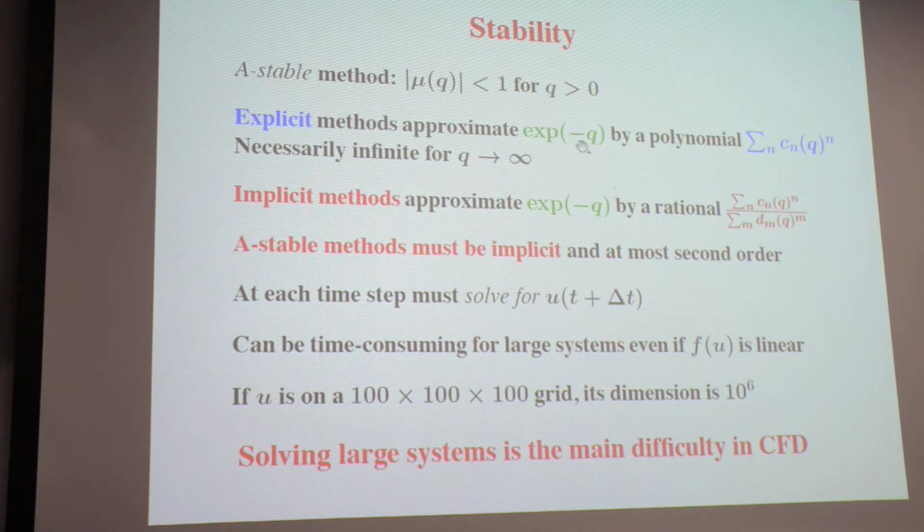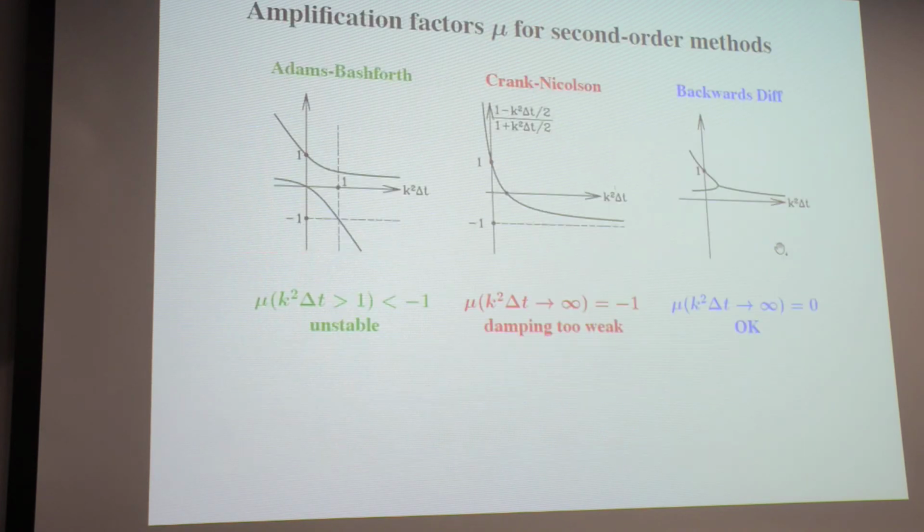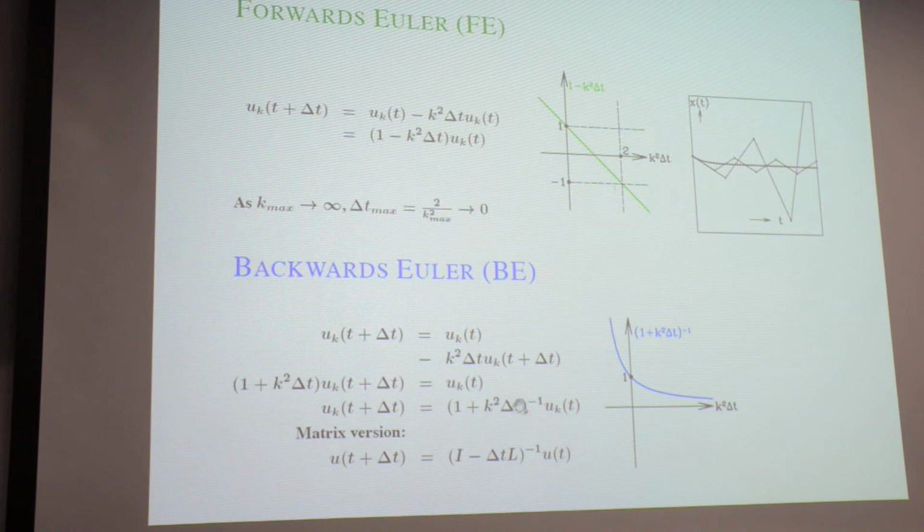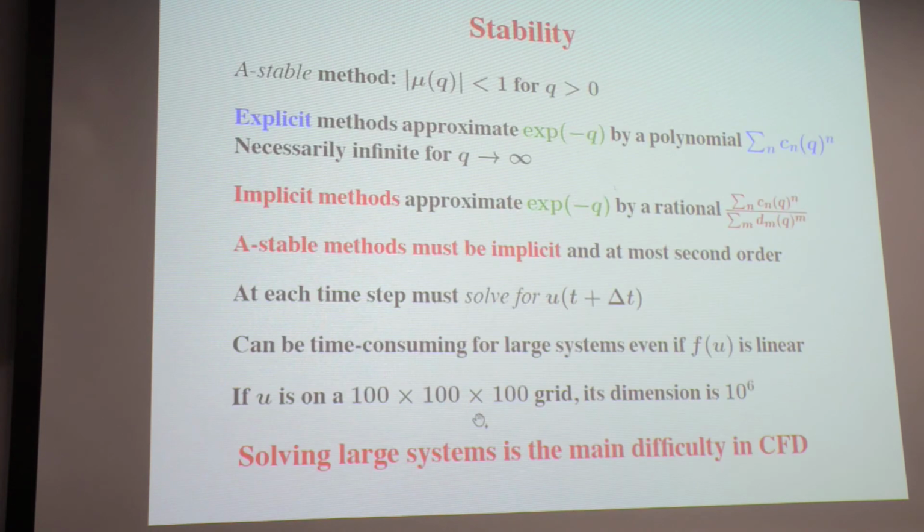Explicit methods, necessarily, are approximating the exponential by a polynomial. And we know that polynomials are unbounded. All polynomials may do all kinds of interesting things, who knows what, but eventually they're going to go to infinity, on both ends. So if you accept the fact that an explicit method is the representation of the exponential by a polynomial, no explicit method can ever be stable. Implicit methods approximate the exponential by a rational. And that's why we saw here, the simplest one, 1 over 1 plus k squared delta t.